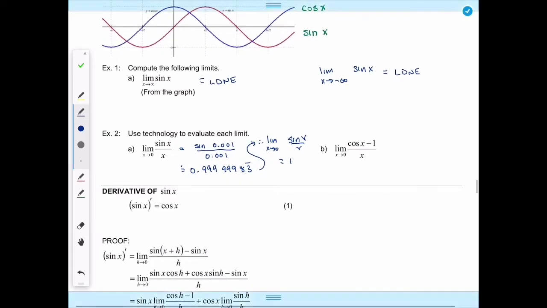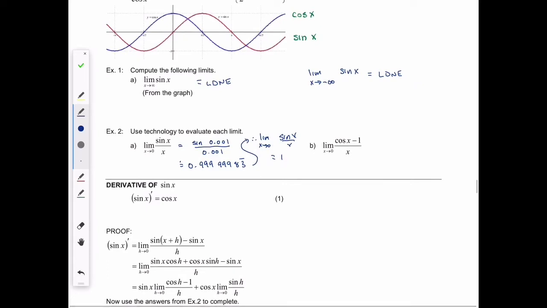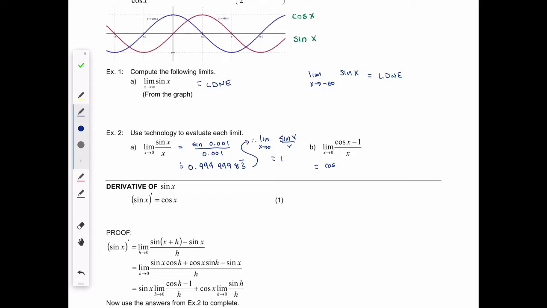I'm going to use that same type of method to solve for the cos function that we have for part B. So what I'm going to do is take the cos of a value very close to 0, which would be 0.001, minus the 1 at the end there. And remember, that's the -1 that's separate from the cos function, and that's all over 0.001. When I put that into my calculator, I get something that looks like negative 0.0005, I believe. And therefore, we conclude that when we take the limit as x approaches 0 of the function, it's approaching 0. So it's going to be equal to 0.